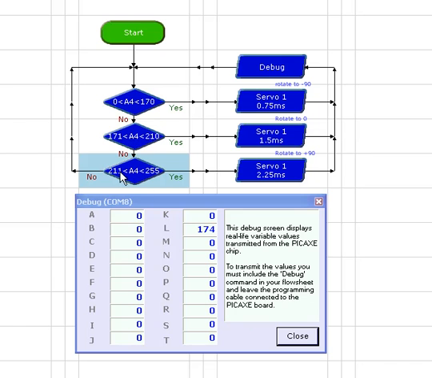If it's not, then it looks at this third comparison. Is it between these two values, which is at the upper end of the illumination scale? If it is, then it moves the servo to the far right. And then after each of those, it goes back through this debug step here, which displays the actual value being reported from this input A4, the LDR.